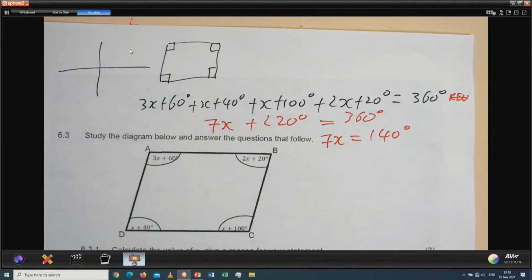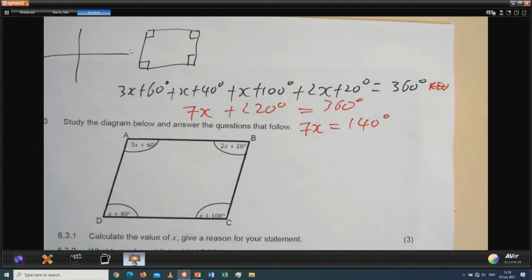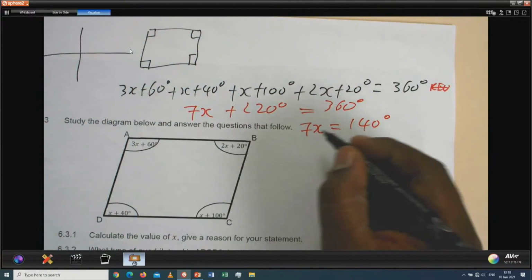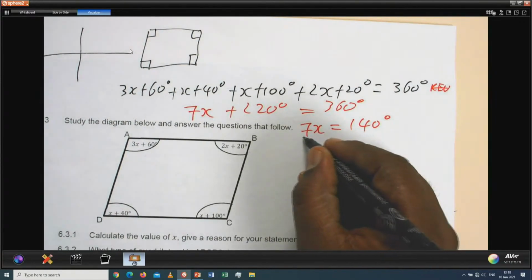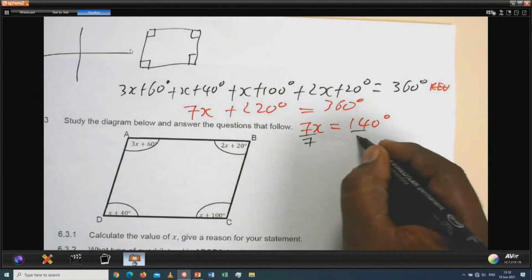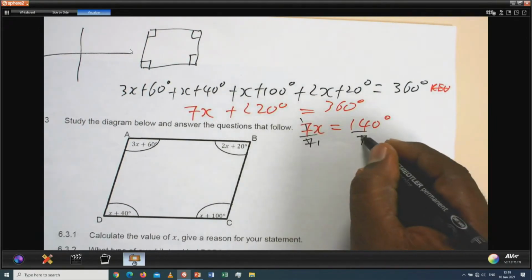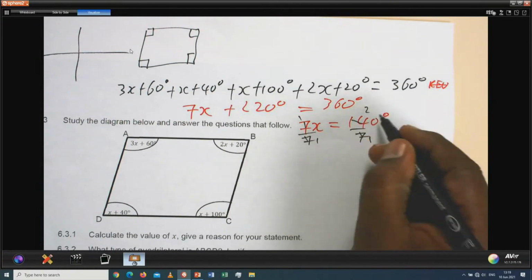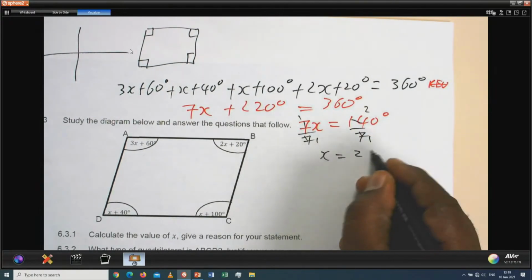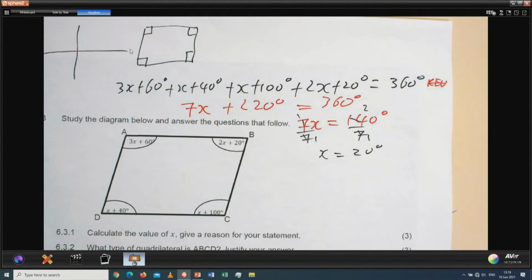Therefore, your equations as well are handy here. How many 7s in 7? How many 7s in 7? 1. How many 1s in 1? 1. How many 14s in 20? Therefore, x is 20 degrees. And you have answered the first question.